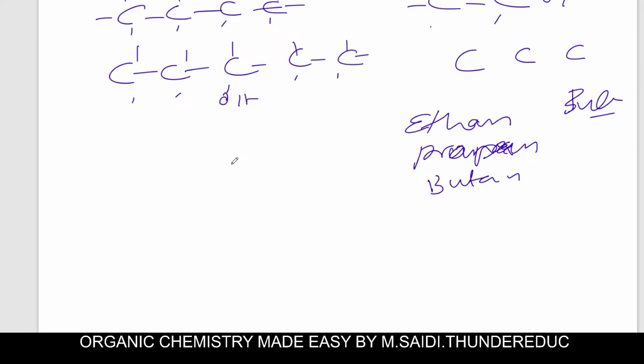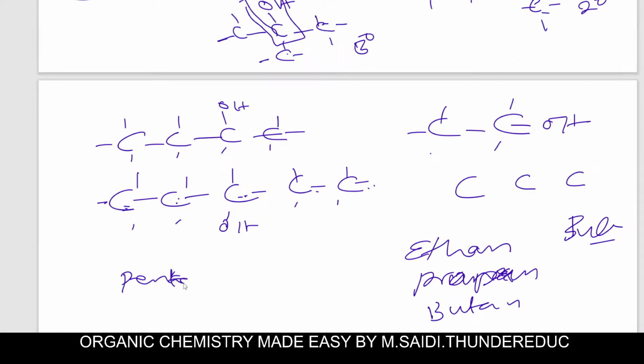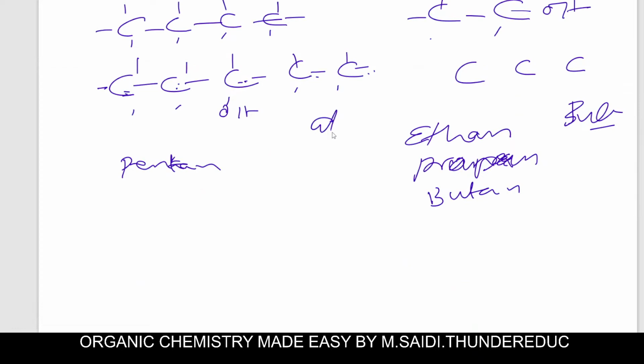Yes. So now what I'm saying is, here you find the longest chain. 1, 2, 3, 4, 5. Don't forget to put the hydrogens. Each carbon has 4 bonds. 1, 2, 3, 4, 5. So it's going to be pentan. It stops on pentan because it is an alcohol. Let me write it clearly.